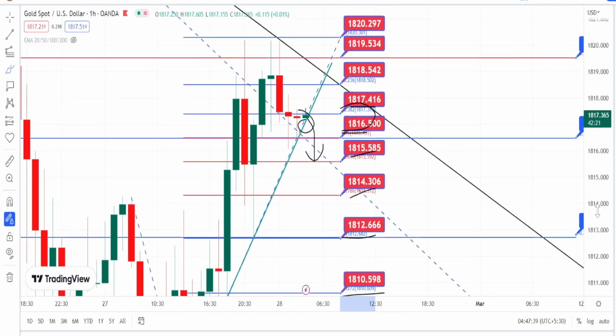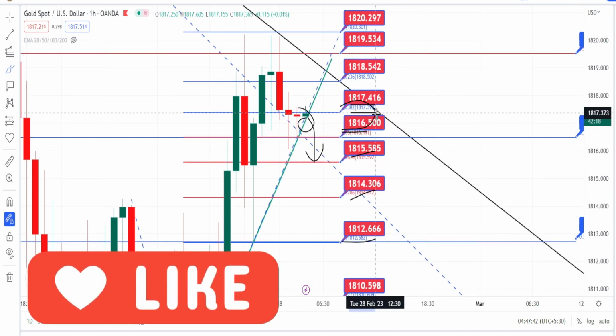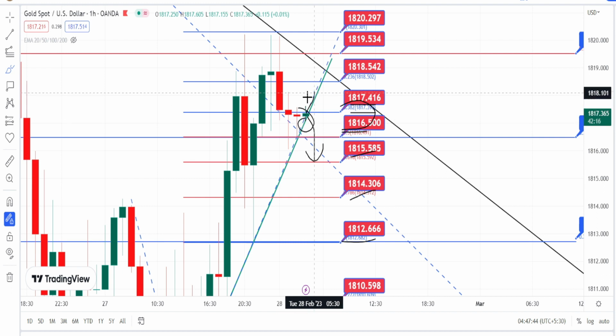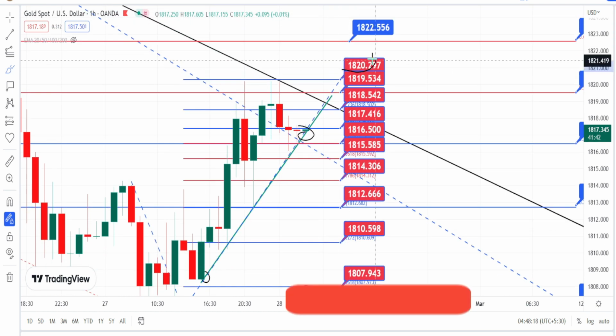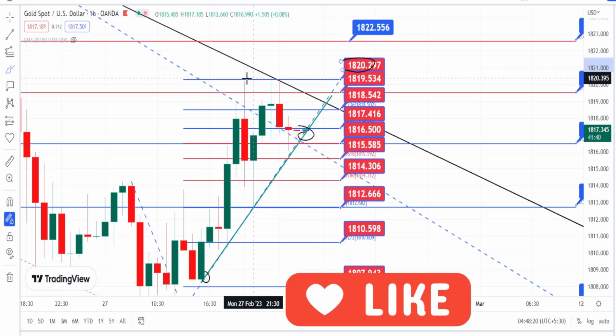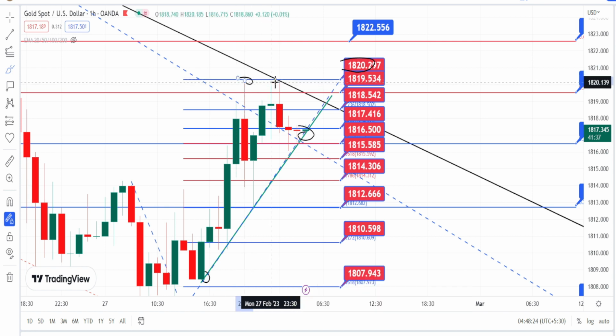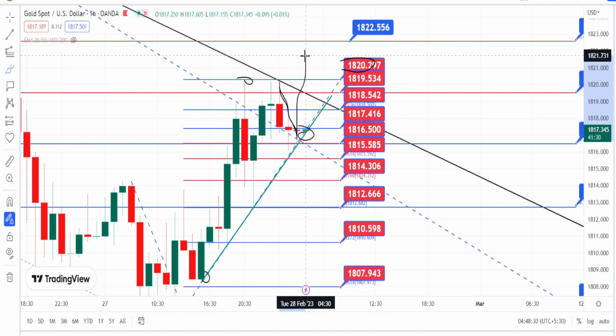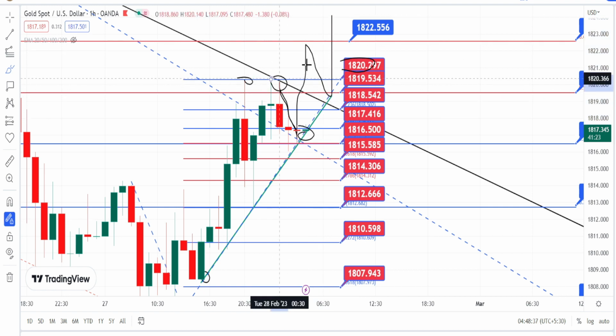And if the price action breaks the resistance level of 1817 and continues its bullish side retracement, the next levels of resistance are going to be around 1818, 1819 and 1820 in the hourly time frame. Once the price action breaks the resistance level of 1820, which was the previous high, it will start a new trend in the hourly time frame on the bullish side. It will be making a higher high, which confirms the continuation of the bullish trend.